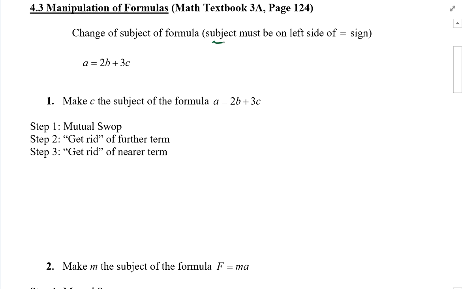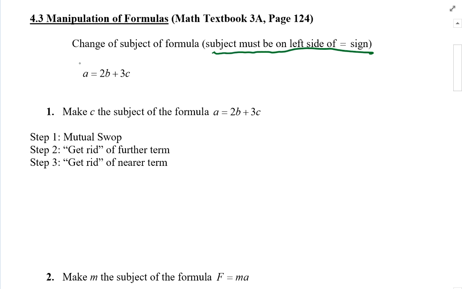The subject must always be on the left hand side of the equal sign. So in the formula that you see here, A is equal to 2B plus 3C. What is on the left side of the equal sign? Yes, if you have echoed out A, you are correct. So A is the subject of this formula that you see right here now.